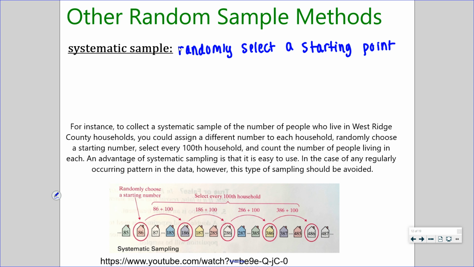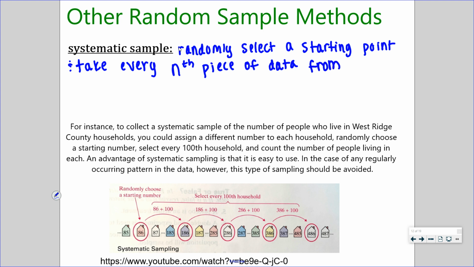And then you just do a pattern almost. Every nth number. And when I mean nth number, it could be every second house, every third house, every 5th house. It could be any number. Whatever your system is, it's a systematic sample, and piece of data from a listing of the population.